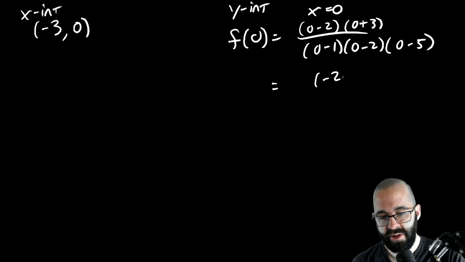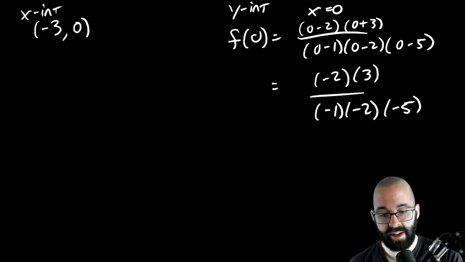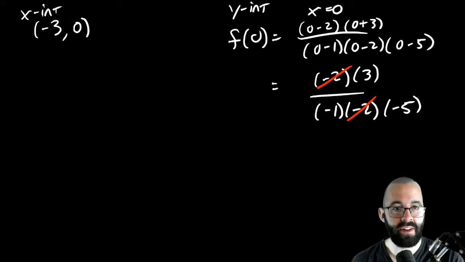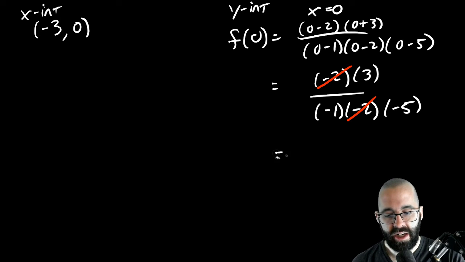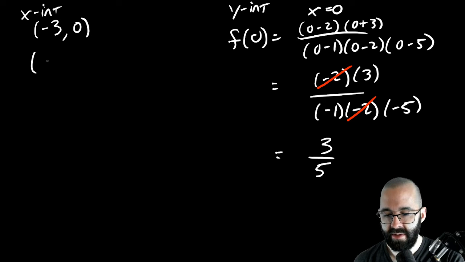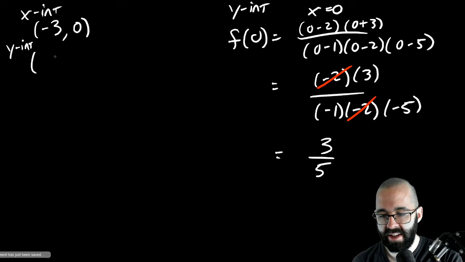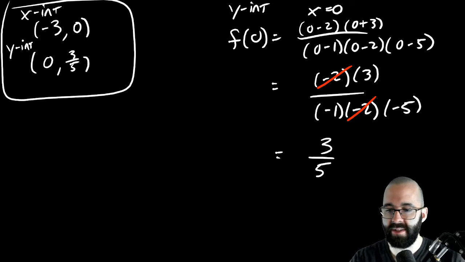So this is going to be negative 2 times 3 over negative 1 times negative 2 times negative 5. Here, we could cancel, right? Common factor. And we're going to get 3 over positive 5 is our y-intercept. So that gives us our x-intercept and our y-intercept, and we check our answers with Desmos.